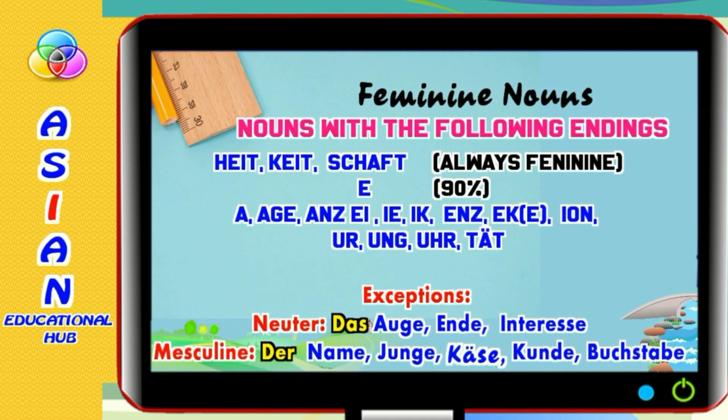And nouns with the following endings: heit, keit, schaft, these are always feminine nouns. And e ending nouns are mostly, 90%, feminine nouns. Age, anz, ei, ie, ik, enz, ek, ion, ur, ung and uhr and tät. Exceptions are there. Neuter nouns: das Auge, Ende, Interesse, and masculine nouns: der Name, Junge, Kaiser, Kunde, and Buchstabe.